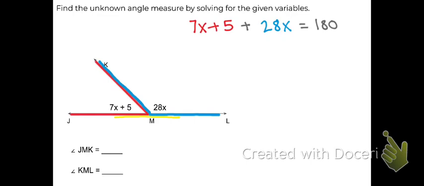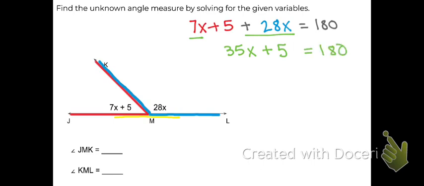The first step in solving an equation is to look on each side of the equal sign and see if there are any like terms that we can combine. I notice I have a 7x and also a 28x. I can add these two together. 7 plus 28 is 35, so 7x plus 28x is 35x. There aren't any other constants on the left side to combine with the 5, so I'm just going to leave that as plus 5 equals 180.